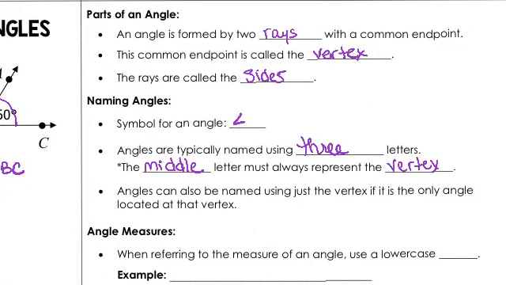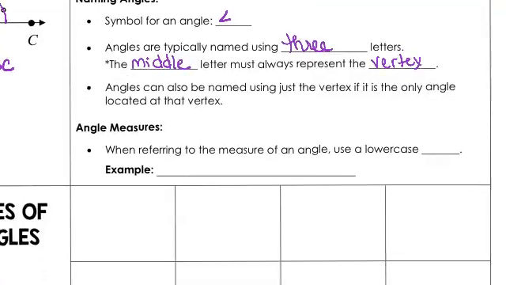Angles can also be named just using the vertex if it's the only angle located at that vertex. When referring to the measure of an angle, use a lowercase m. For example, the measure of angle ABC is 60 degrees.